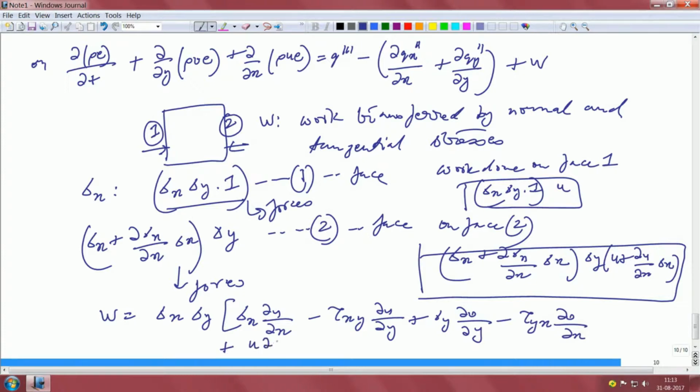Plus, it is a long expression, dy, got it. There is a full expression for the work, right. Okay. This is the full expression for the work that is done on the thing.